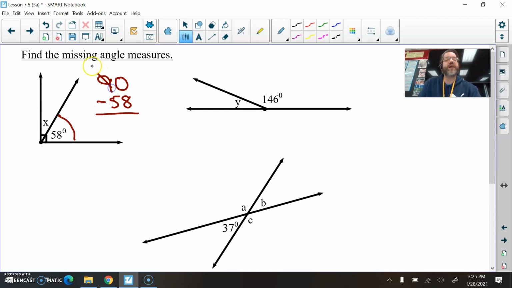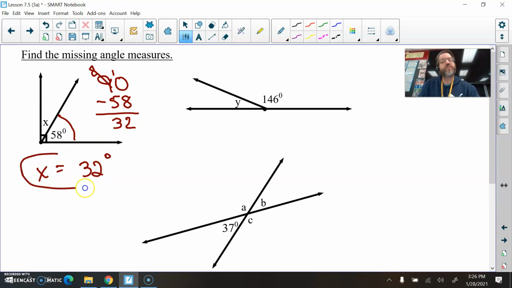Here I can make this 9 into an 8. This becomes 10 then. 10 minus 8 is 2. 8 minus 5 is 3. So we find out angle X here has to be 32 degrees.